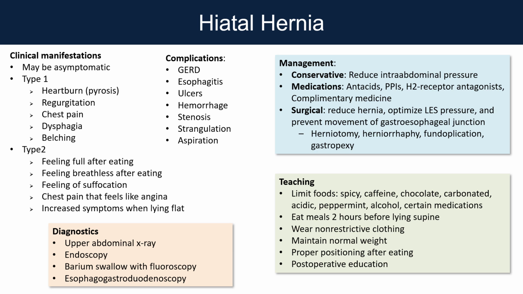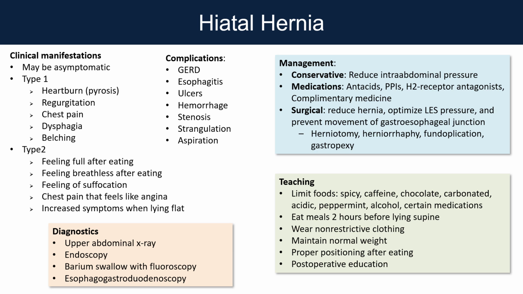Complications include GERD. It can cause gastric reflux and esophagitis, where your esophagus is inflamed. It can cause ulcers, hemorrhage, stenosis, which is a strictening of the esophagus, strangulation, and aspiration. So management: if we can do this without surgery and medications, let's do that. We already know that increased intra-abdominal pressure can cause this, so if the patient's obese, then we would like them to reduce their weight. For example, medications are very similar to GERD: antacids, PPIs, H2 receptor blockers, and some complementary medicine can also help with hiatal hernia.